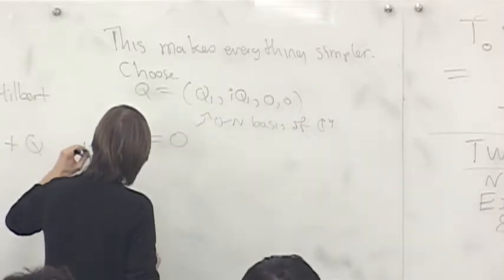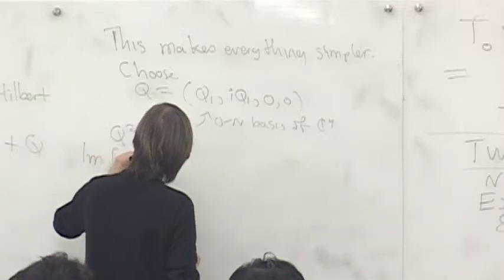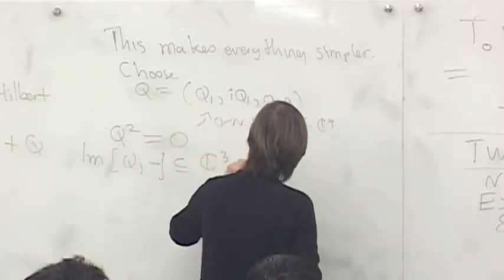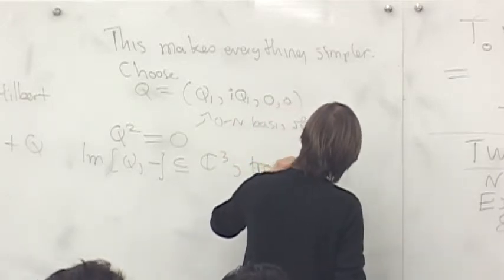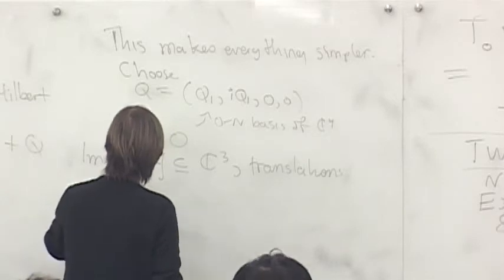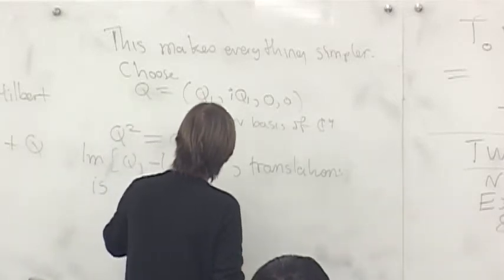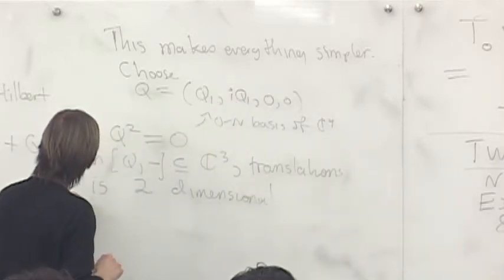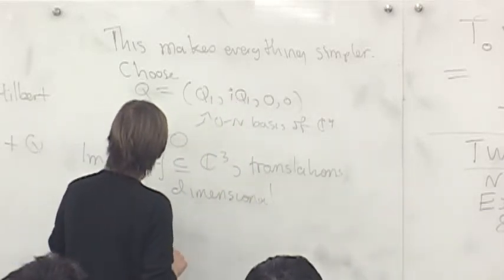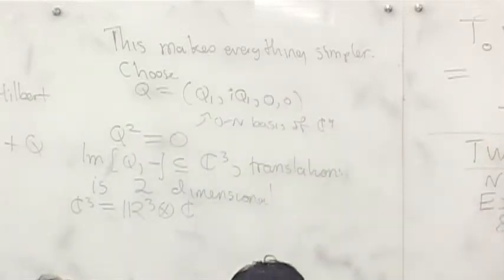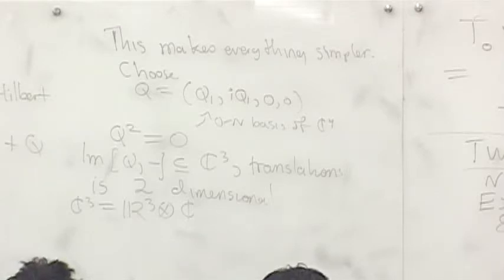And you find that the image of Q inside of complexified translations is 2 dimensions. So, of course, C3 is just our complexified. Sorry, I feel I'm not being very clear right now.